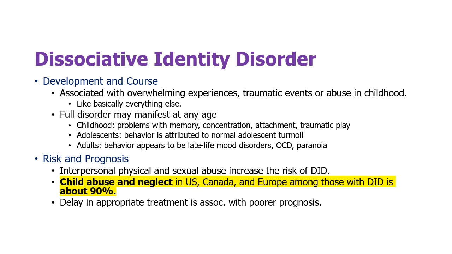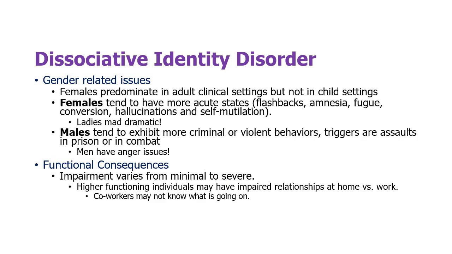So risk factors for DID, I think it's pretty similar to any other psychiatric illness. Bad things in childhood lead to psychiatric illness. Of note, though, is that there is a high association, 90%, which is pretty high, of risk in DID is associated with child abuse and or neglect.